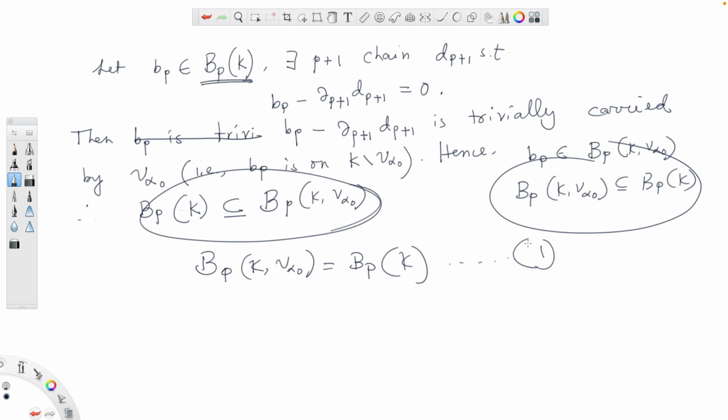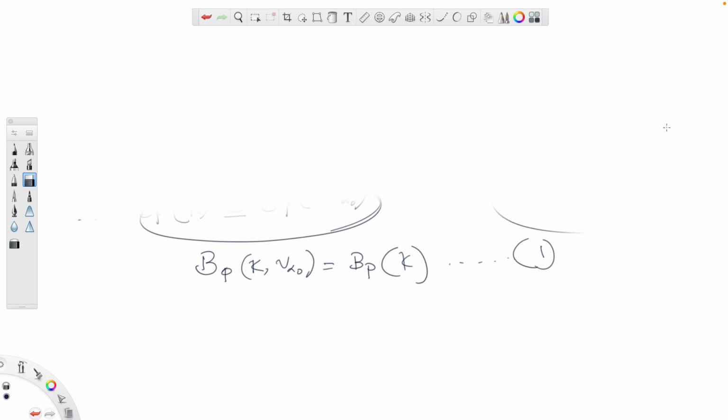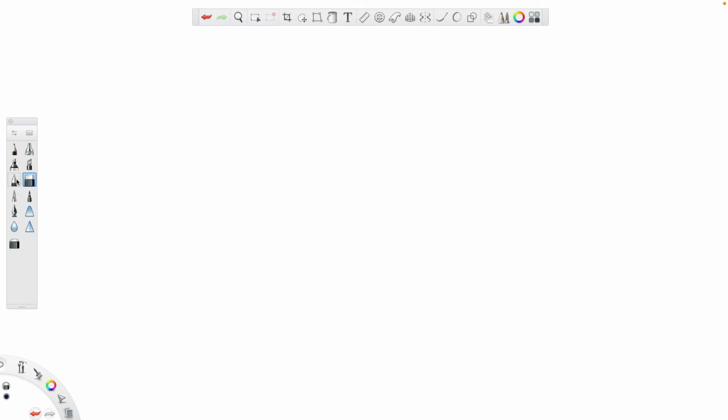Okay, now let us have a look at the story of the group of p cycles. Okay, now let Cp be an element of Zp of K comma V alpha 0.